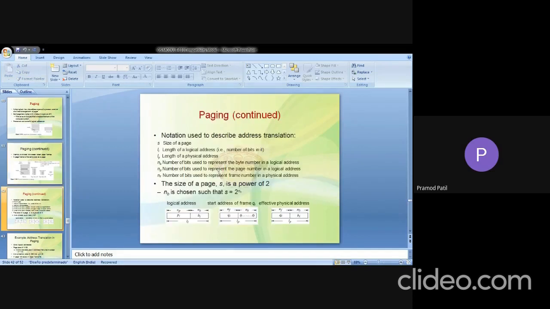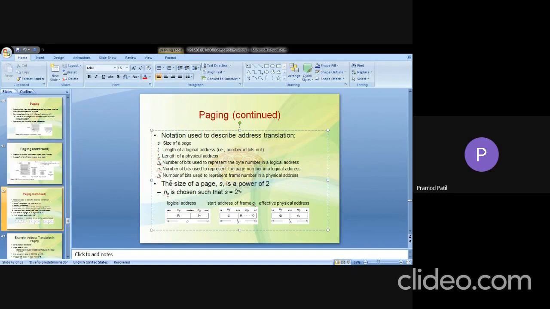This is the notation used to describe the translation. S is the size of frame. LL means length of logical address. LP means length of physical address. NB means the number of bits used to represent the byte number in a logical address. So basically it is the number of bits you are using in a logical address or a physical address. That's how we are going to represent it.